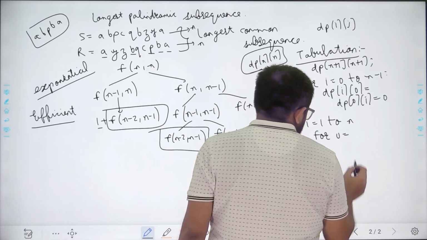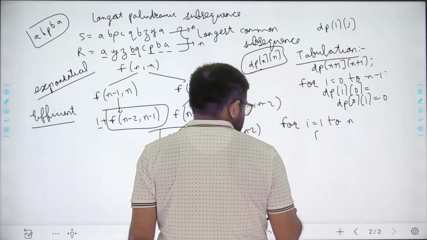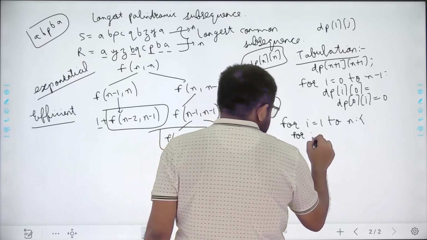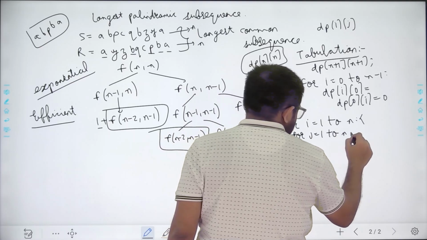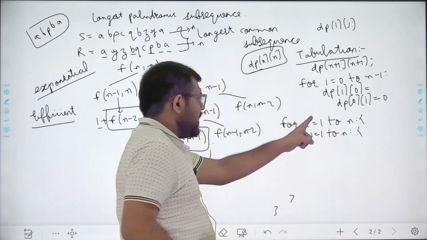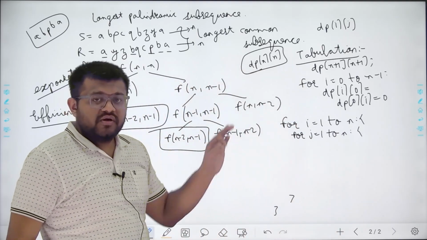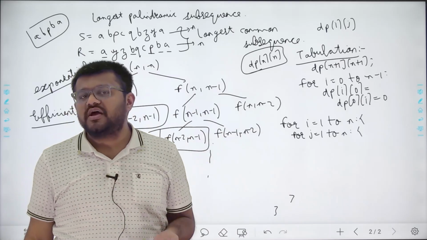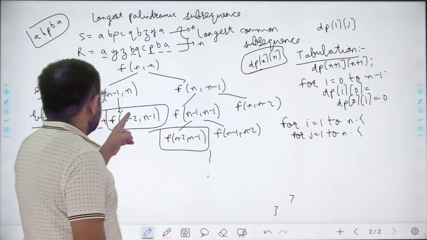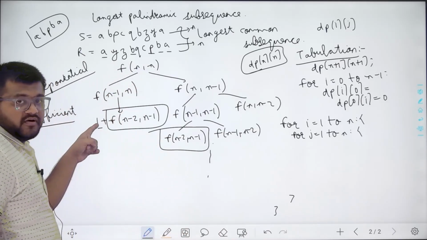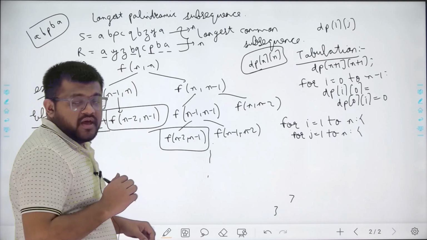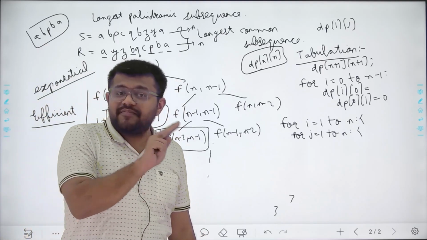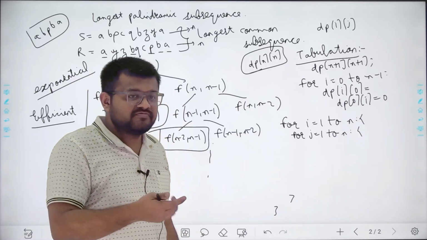for i equals 1 to n, and for j equals 1 to n, I want to calculate dp of i, j. There are two cases: the ith character and jth character of both strings are the same, or they are not the same. Whenever they are the same, we will use this condition. The ith character of the first string and the jth character of the second string will be present at index i minus 1 and j minus 1 respectively.